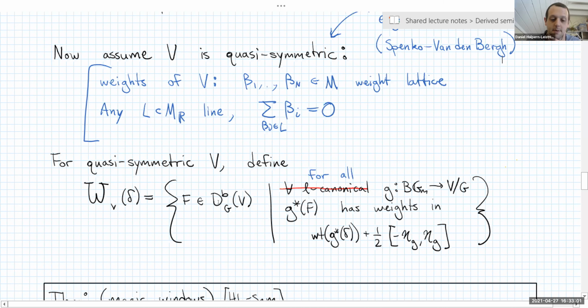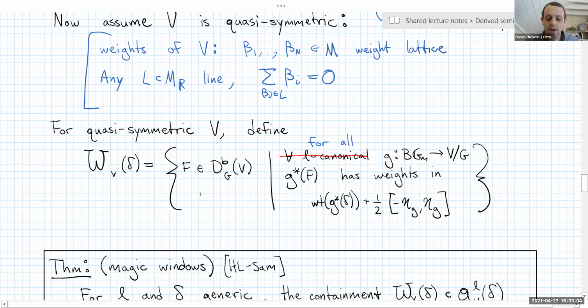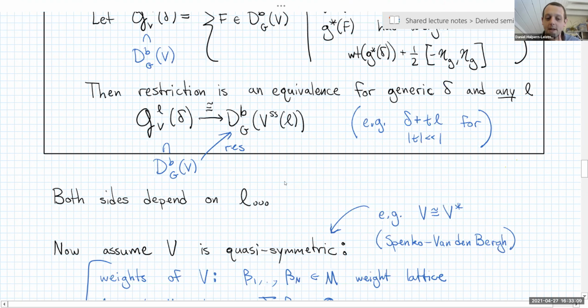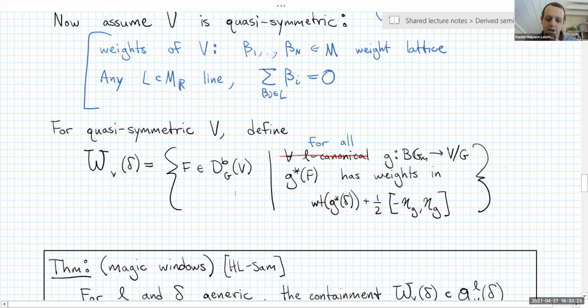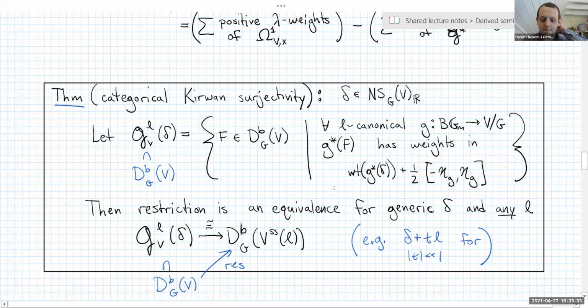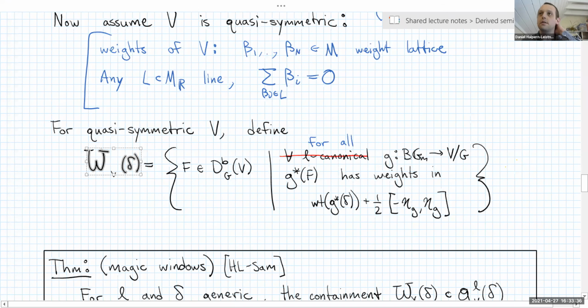So if V is quasi-symmetric, then you can define this other category. The key observation here is that the left-hand side and the right-hand side both depend on L. But something magic happens in this quasi-symmetric case, which is that instead of considering just L-canonical graded points, I can define the same category for all graded points. It's literally the definition, I just copied and pasted, but it's now for all graded points.